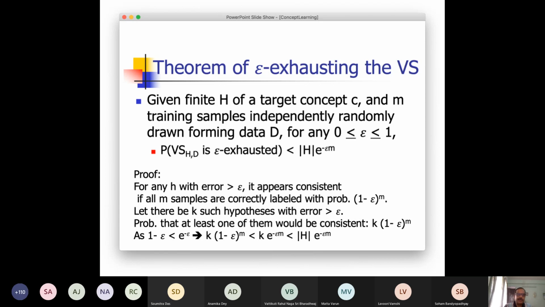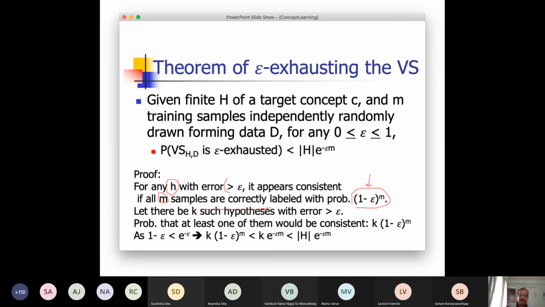See, consider just one sample out of all m samples. What is the probability that the sample is correctly labeled by H? 1 minus epsilon. Which means all m samples are correctly labeled with probability (1 minus epsilon) to the power m. This is the maximum probability, since epsilon is the bound, that all samples could be correctly labeled by H, which means this H is consistent with respect to the training sample. What is the maximum probability that it would be consistent? This is (1 minus epsilon) to the power m.